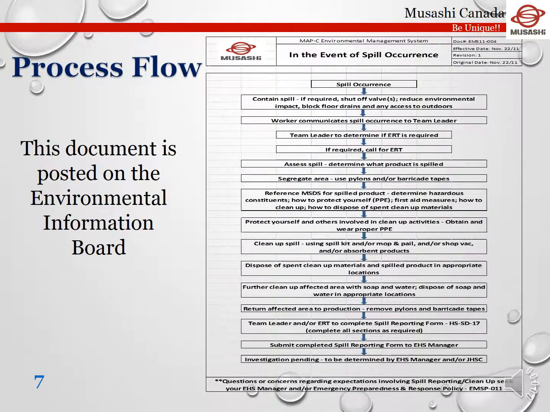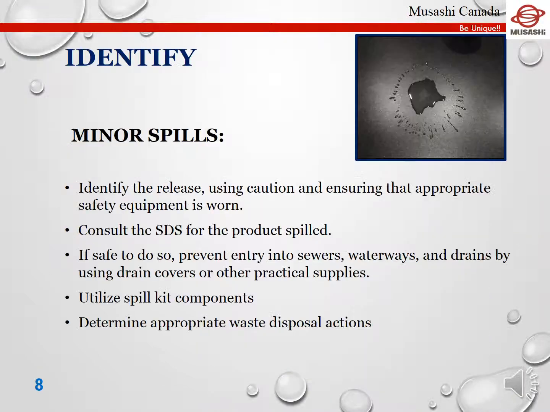Process flow. This document is posted on the Environmental Information Board. Identify. Minor spills. Identify the release using caution and ensuring that appropriate safety equipment is worn. Consult the SDS for products spilled. If safe to do so, prevent entry into sewers, waterways, and drains by using drain covers or other practical supplies. Utilize spill kit components. Determine appropriate waste disposal actions.